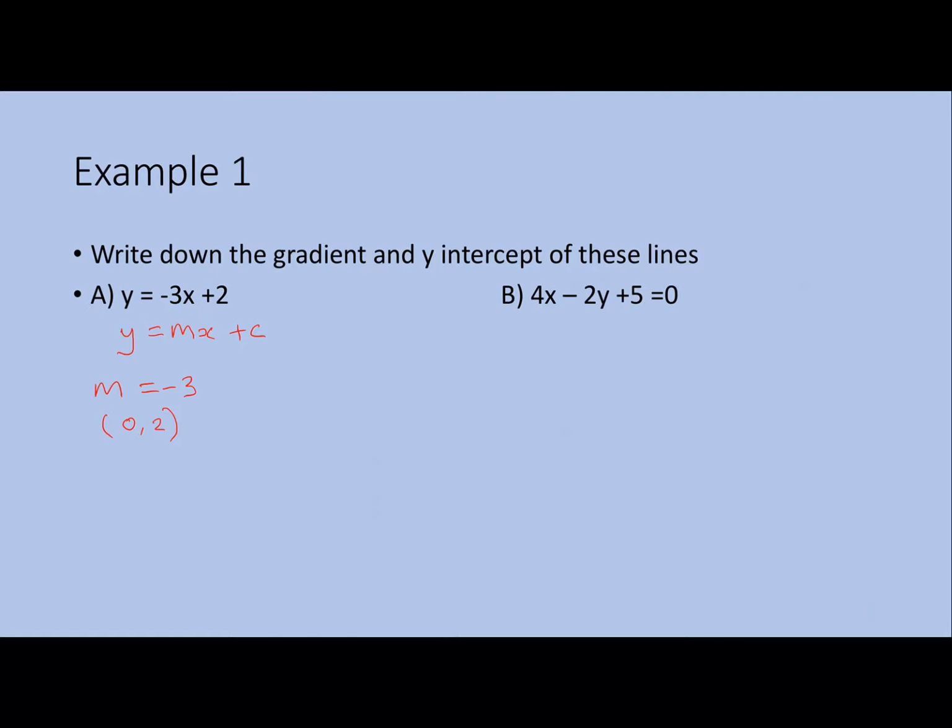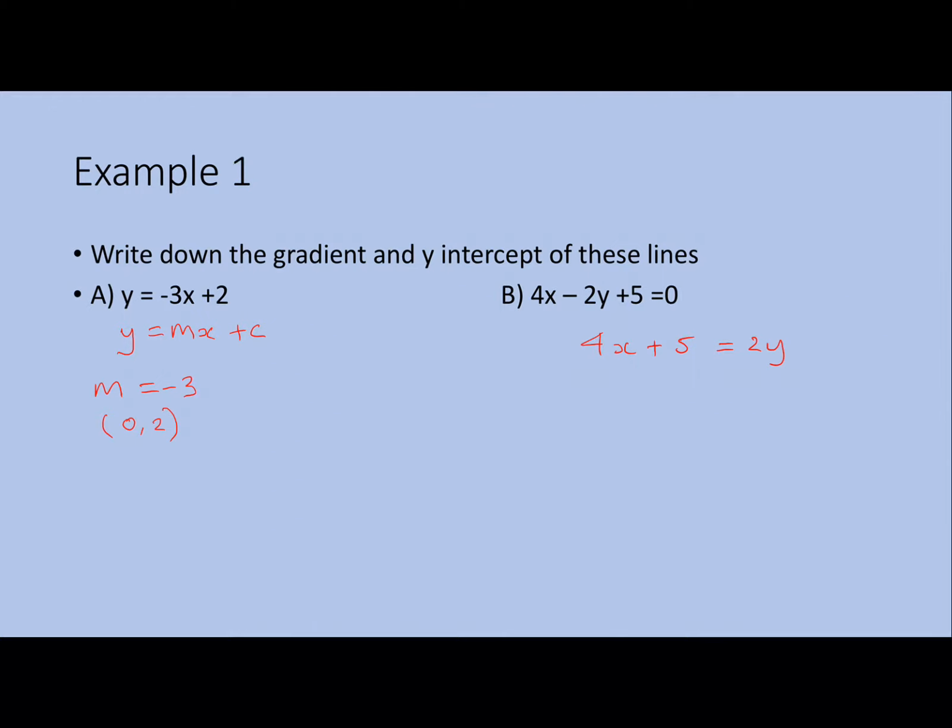In part B, we've got to do a bit of work before we can read these off. We've got to rearrange that formula so it's in the format y equals mx plus c. So let's see if we can do that now. First of all, we could add 2y to both sides. So we would get 4x plus 5 equals 2y.